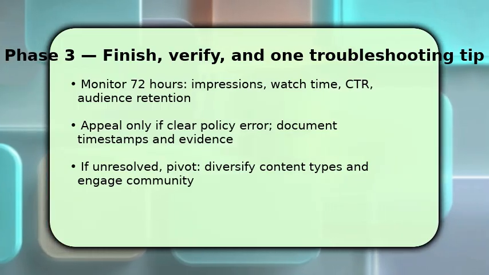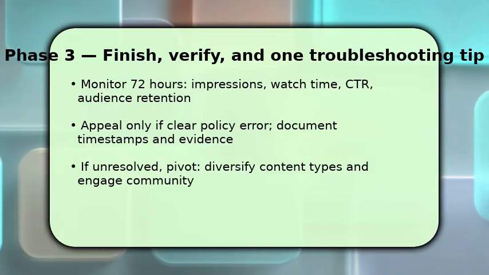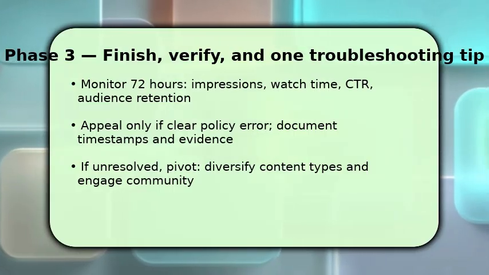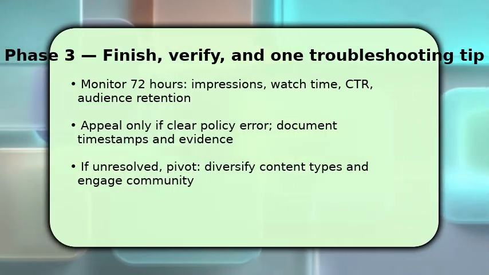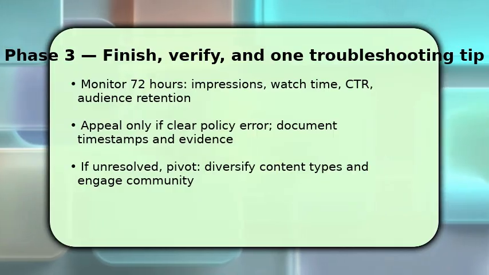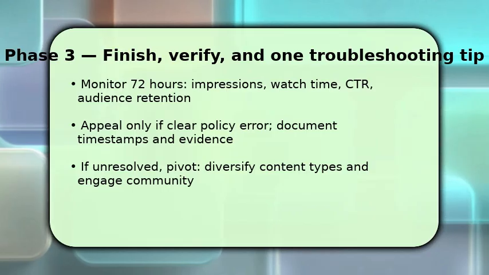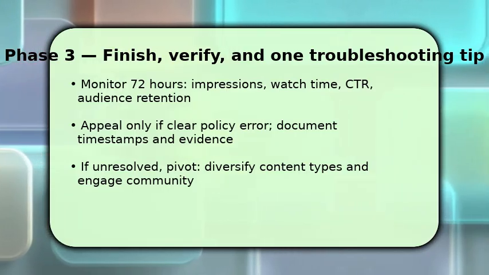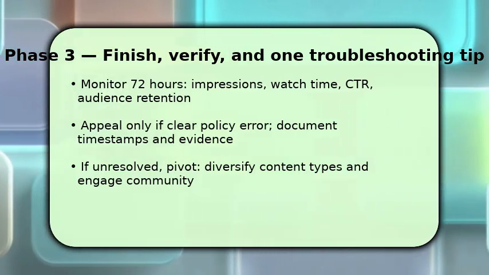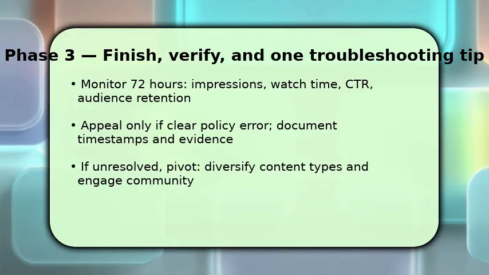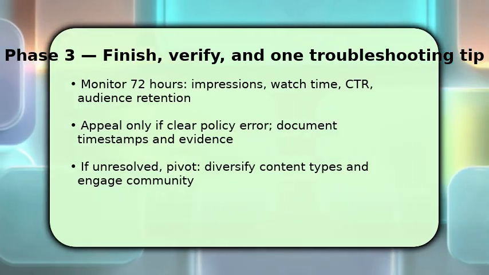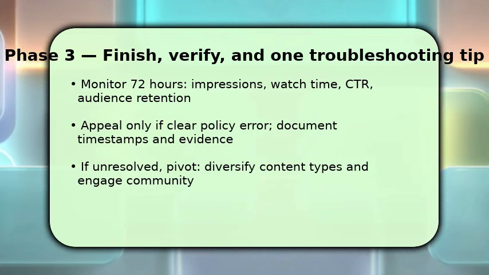If you believe a wrongful suppression occurred, file an appeal through YouTube Studio, include exact timestamps and a concise explanation, and avoid repeated appeals without new evidence. If progress stalls, pivot your strategy. Shift to varied shorts formats, post at different times, and ask your community to re-engage. This helps rebuild signals and reduces reliance on any.